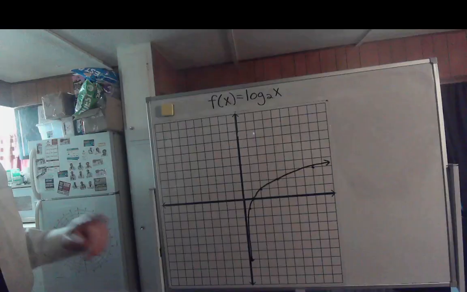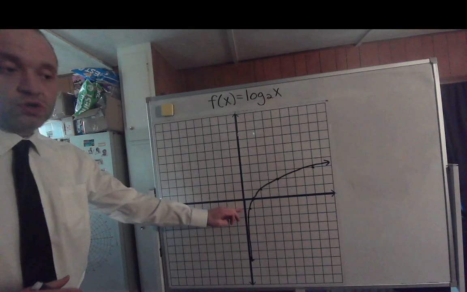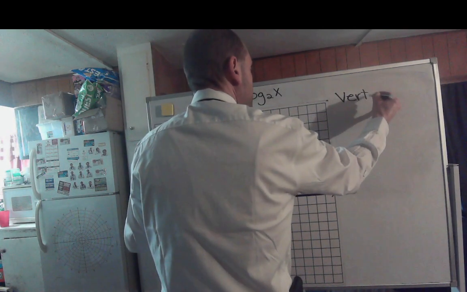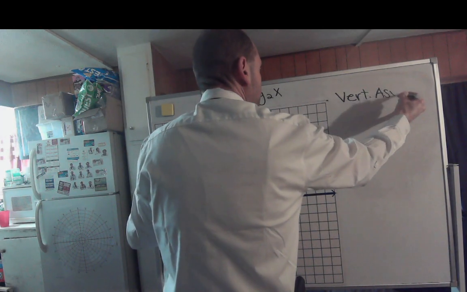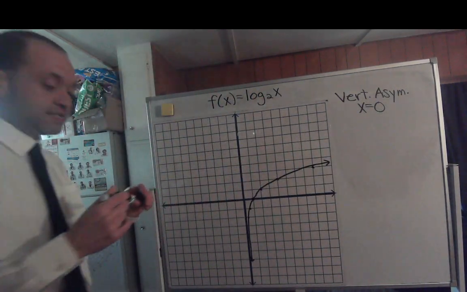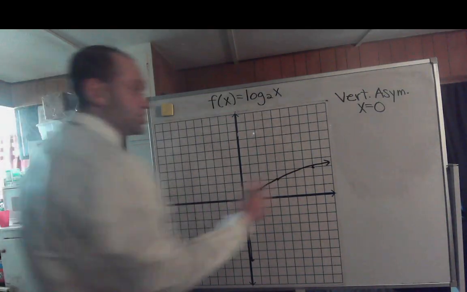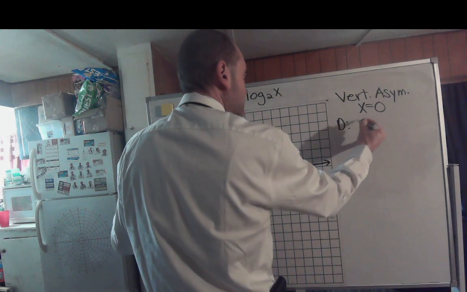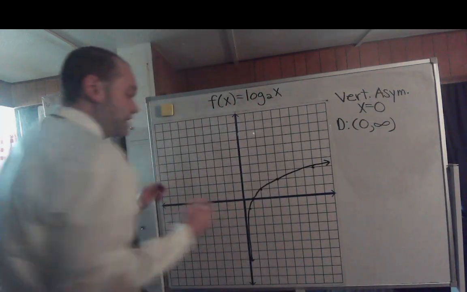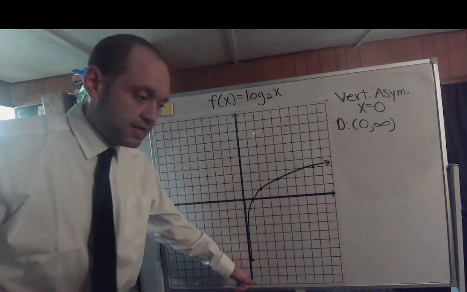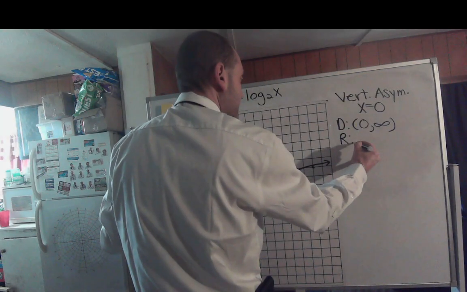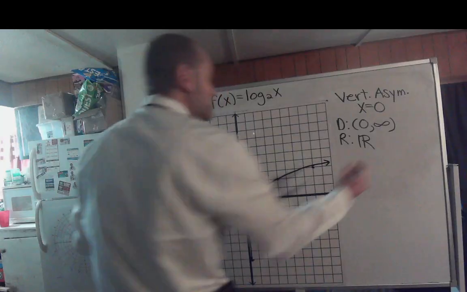So what is my domain? Well, first there appears to be a vertical asymptote at x equals 0, right? And that's true, because you get very close to x equals 0, but you never actually reach it. So you have a vertical asymptote at x equals 0, which tells you that your domain is going to be from 0 non-inclusive to infinity. Now, what's your range? You go all the way down to -infinity and steadily up to infinity. So your range is going to be the set of all real numbers.